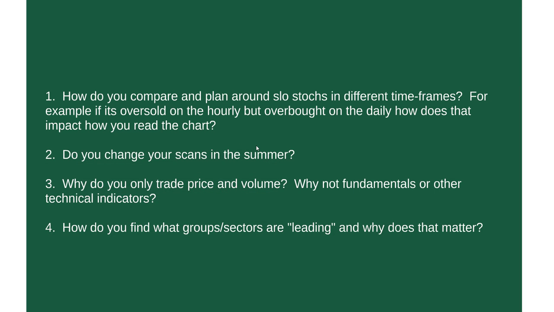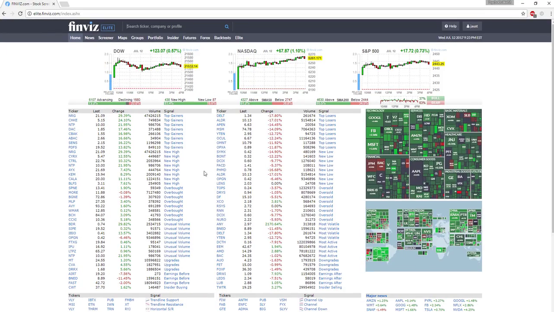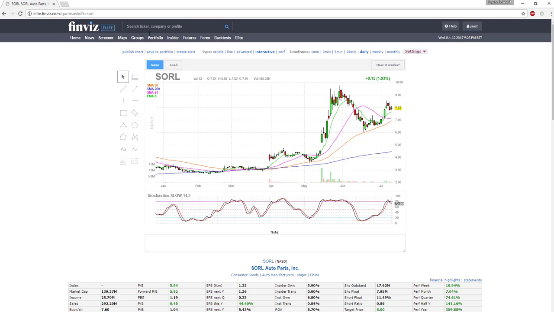So, one of the questions was, how do you compare and plan around slow stochastics in different time frames? For example, if it's oversold on the hourly chart but overbought on the daily, how does that impact how you read the chart? And that's a great question. So let's go ahead and pull up one of the recent plays, Michelle's monster Sorel.